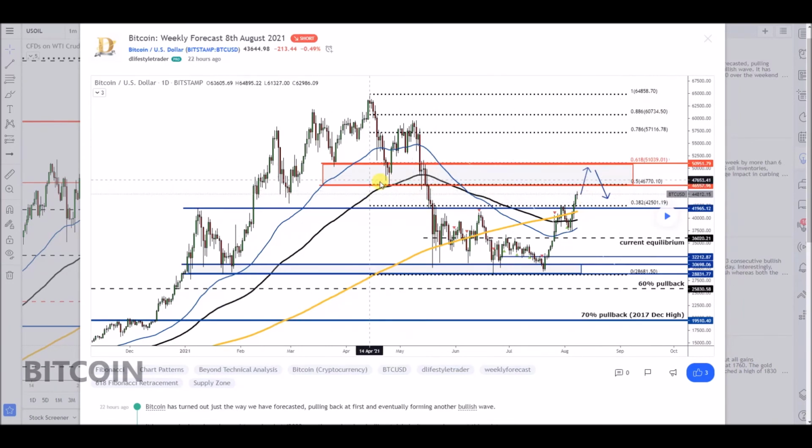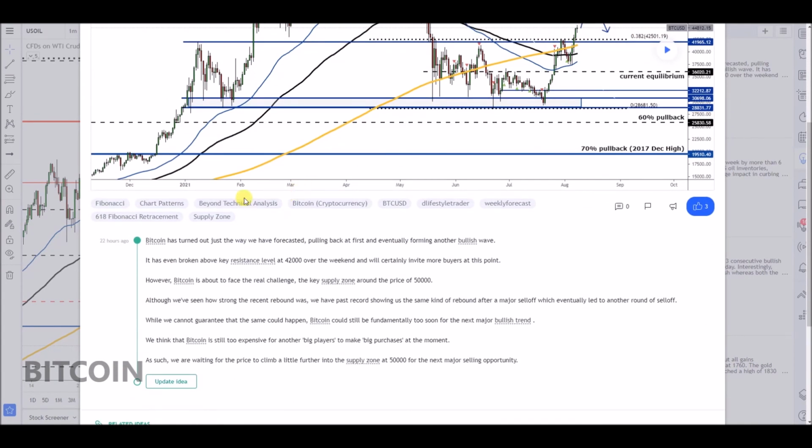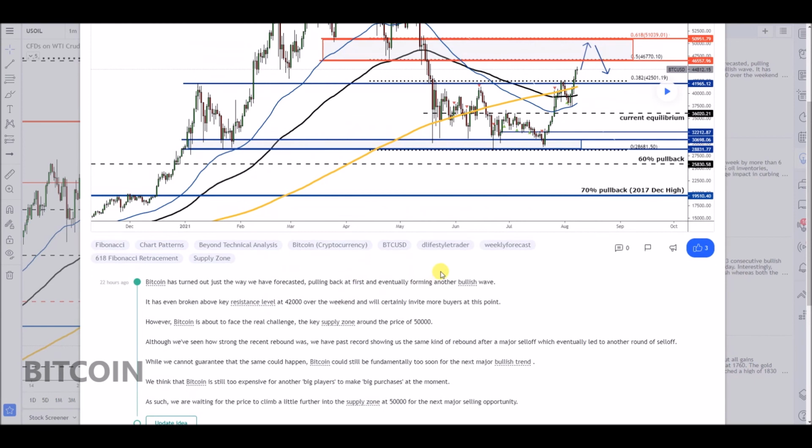So lastly, we have the Bitcoin. Bitcoin has turned out just the way we forecast, pulling back at first and eventually forming another bullish wave. Last week we did forecast a pullback, but it did not pull back as much as we thought. We were actually waiting for it to come to this level, but anyway, it's still pretty near, and then it really started to go up, forming a bullish wave. So this has been exactly what we forecast for the week previously.